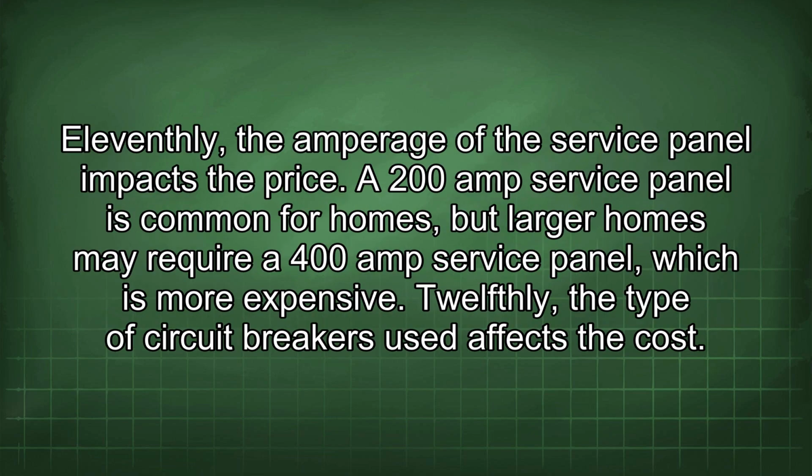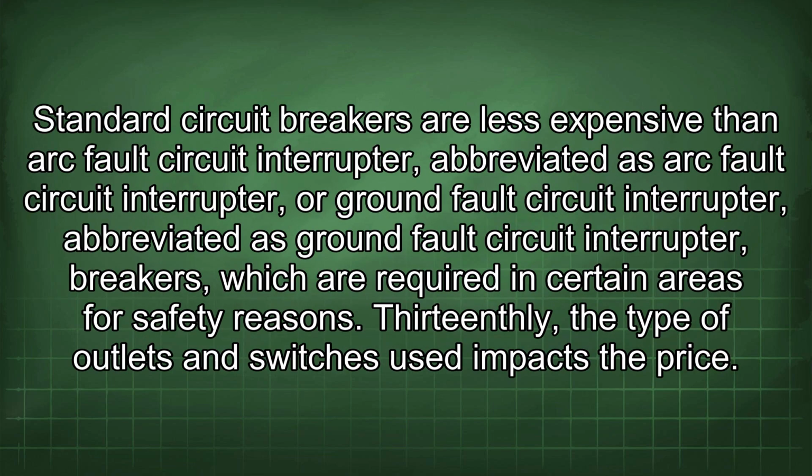Eleventhly, the amperage of the service panel impacts the price. A 200 amp service panel is common for homes, but larger homes may require a 400 amp service panel, which is more expensive. Twelfthly, the type of circuit breakers used affects the cost. Standard circuit breakers are less expensive than arc-fault circuit interrupter (AFCI) or ground-fault circuit interrupter (GFCI) breakers, which are required in certain areas for safety reasons.